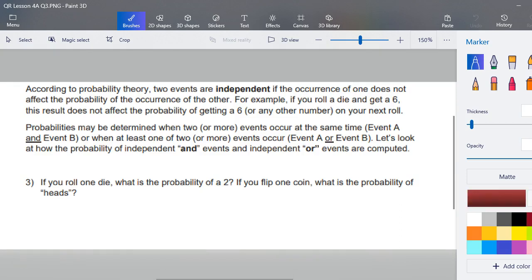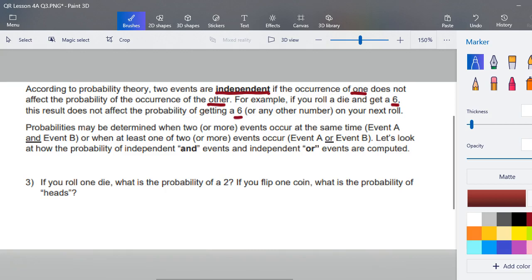So, like right here, it says, according to probability theory, 2 events are considered independent if the occurrence of one does not affect the probability of the occurrence of the other. For example, if you do roll a die and you get a 6, this result does not affect the probability of getting a 6 or any other number on your next roll. It's not going to impact that.